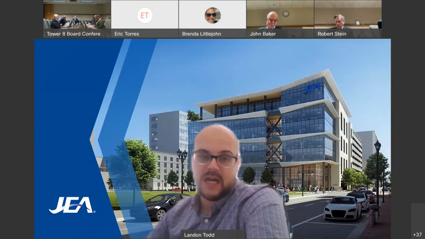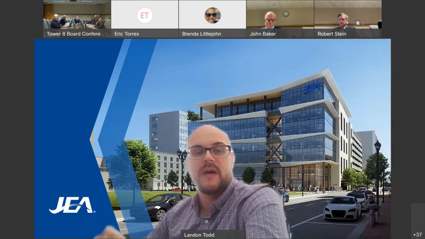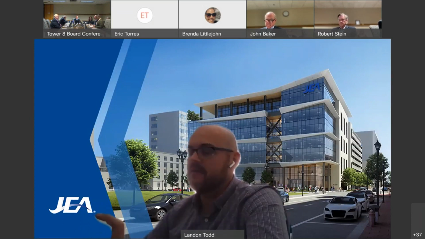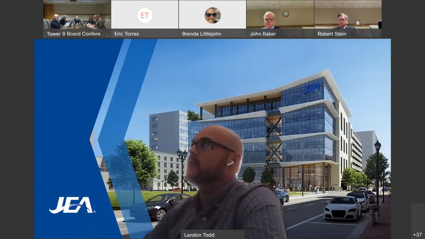Now, I have also enabled the chat capability. If you touch your screen or scroll next to the participant icon, you'll notice an icon that looks like a caption bubble. If you click on that, it will bring up the chat window. So for now, if you need to unmute your line to provide comments, you may do so now or type them in the chat window. Seeing none, I'll go ahead and turn it back over to you.